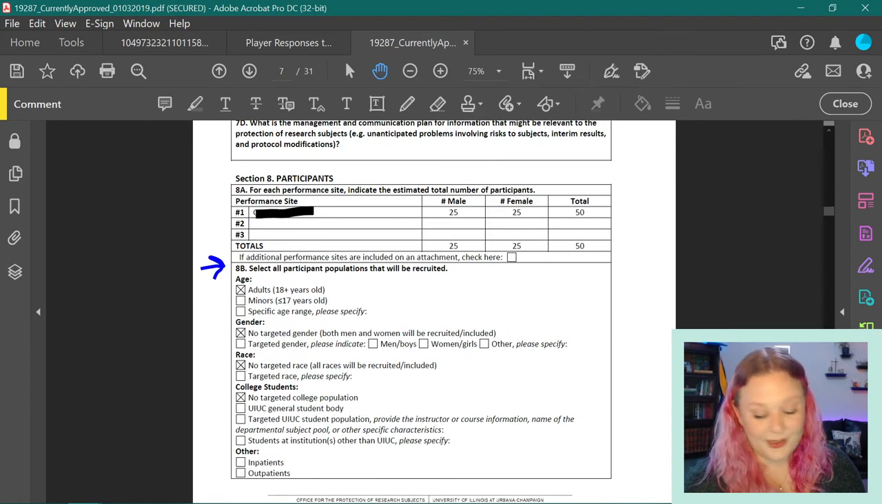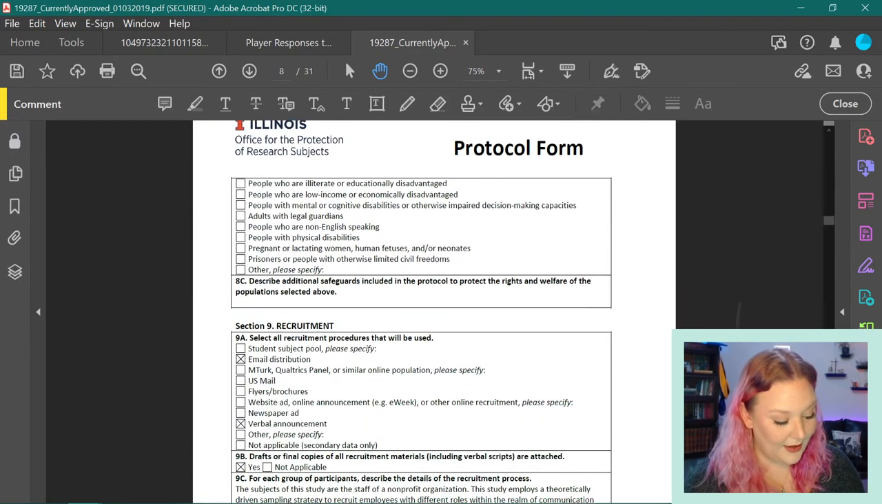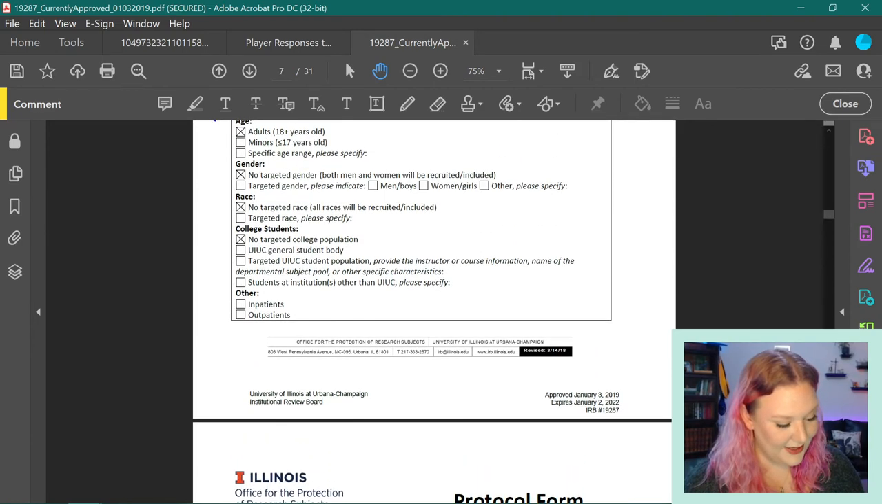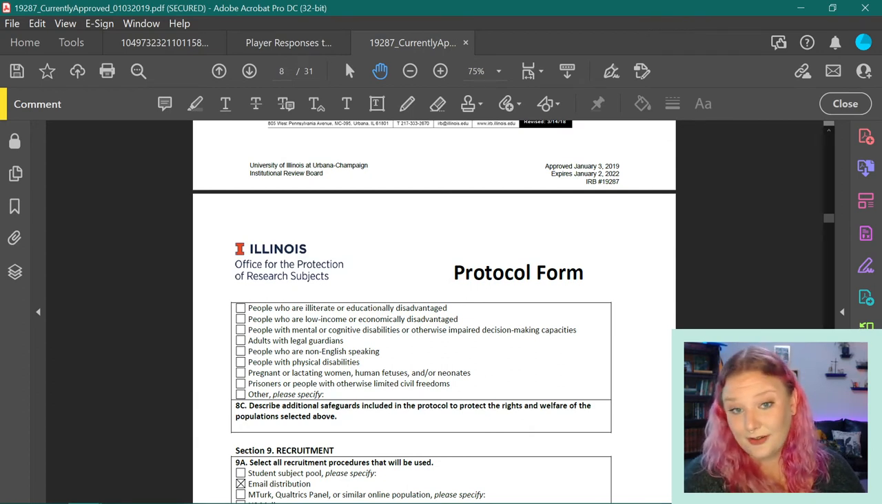Then you outline your participants, who all is going to be participating in your research, and you give them kind of ballpark numbers. This part, let's see here, starts to get really interesting when you talk about vulnerable populations. So are these people literate? Are they able to read and understand this informed consent form you're giving them? Are they non-English speaking? Do they have disabilities?